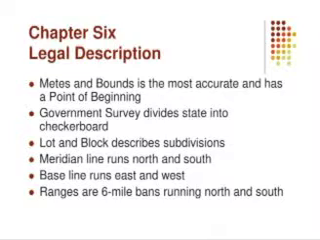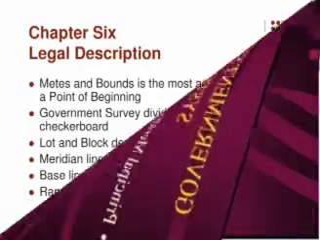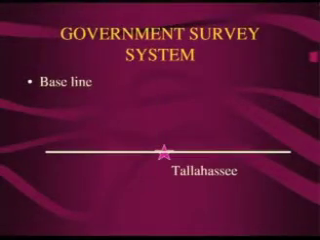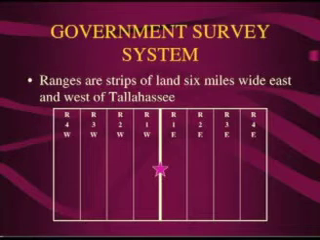Metes and bounds is the most accurate and has a point of beginning. The government survey divides the state into a checkerboard. Lot and block describes subdivisions. The meridian line runs north and south. The baseline runs east and west. Ranges are 6-mile bands running north and south from Tallahassee.